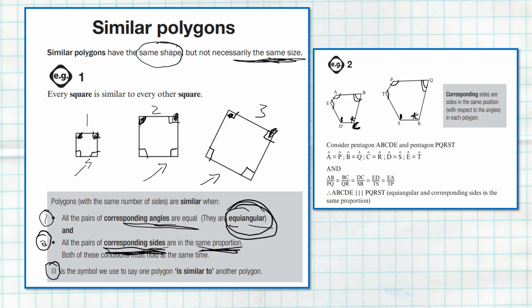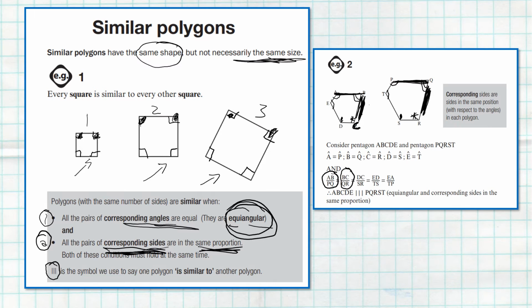However, number 2, this one, very, very important. If you find that all the pairs of corresponding sides are in the same proportion, that is, their ratios are the same, then you can conclude that they are similar. This is how you can show that the corresponding sides are in the same proportion. AB corresponds to PQ, so you'll say AB over PQ. If it is equal to BC over QR, because BC corresponds to QR.